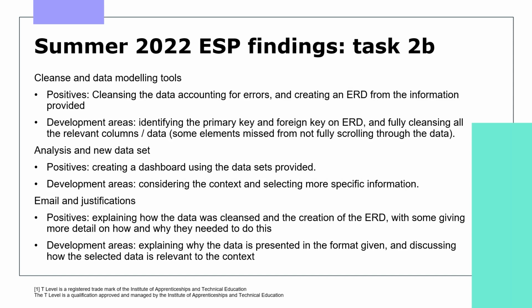And again, some of the key findings from the summer 2022, beginning with the first action of data cleansing and the modeling tools. Positives included the production of the entity relationship diagram for the information given in the brief, and actually the cleansing of the data as well for certain aspects, being able to identify some of the key aspects. However, some students didn't fully cleanse the data, and they often missed out relevant columns or information there. And on occasion, this information was missed just from students not fully scrolling down through the data provided.